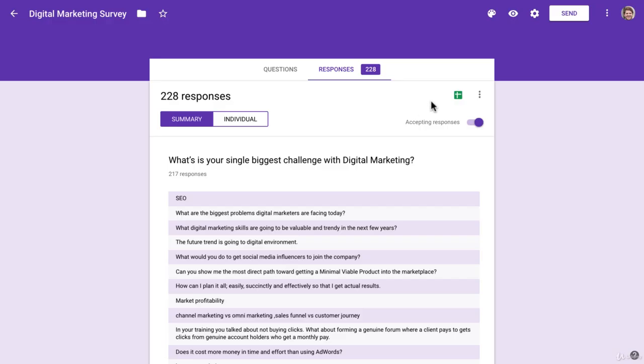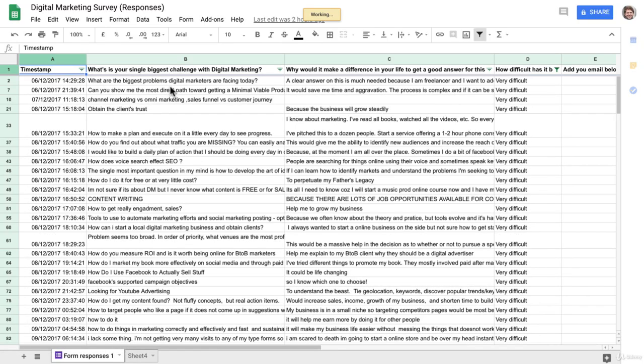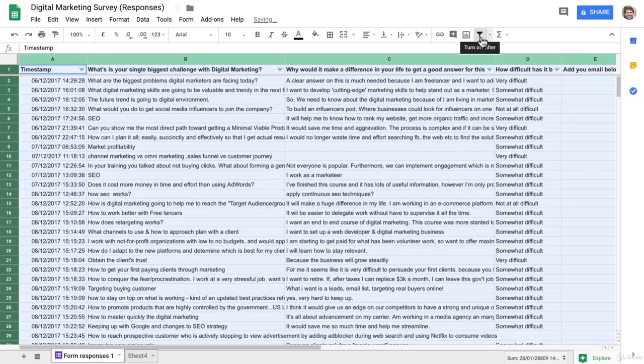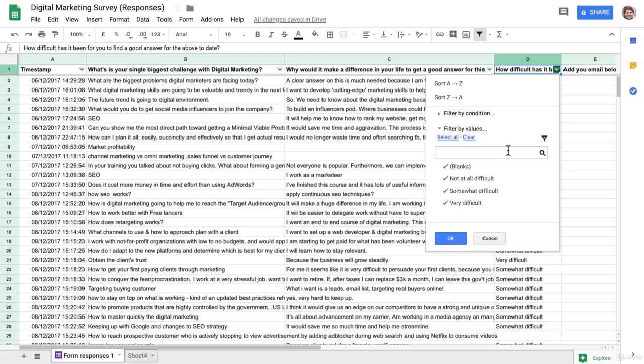So to look at it at a deeper level and really analyze it, I would recommend you view the responses in Google Sheets. Open that up right away. And the first thing that you want to do is select the top row here, and really put on a filter. Now, the reason you want to do this is because we want to filter down our responses and really just look at the responses that say people have a problem that they found very difficult to resolve.